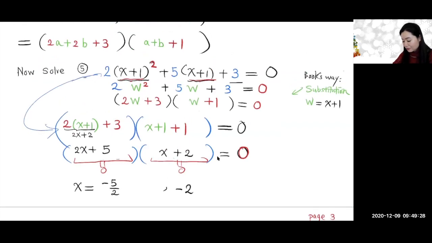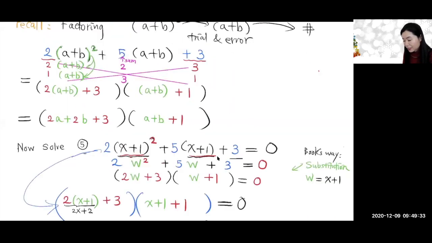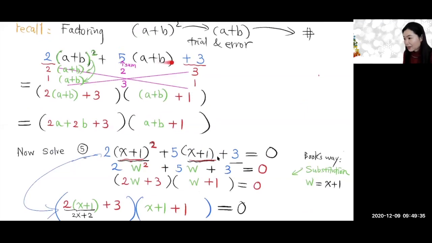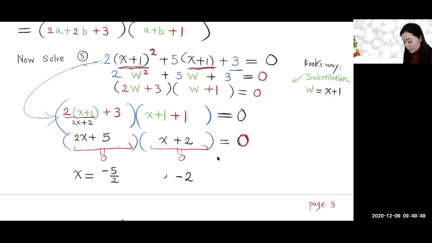So notice the difference between this problem over here and this problem over here. This problem over here, you're asked to factor this expression, and you just stop over here. You do factoring. This problem over here, you're given an equation, so you factor that, and then use the zero factor property, and you solve for x over here. So different types of problems.